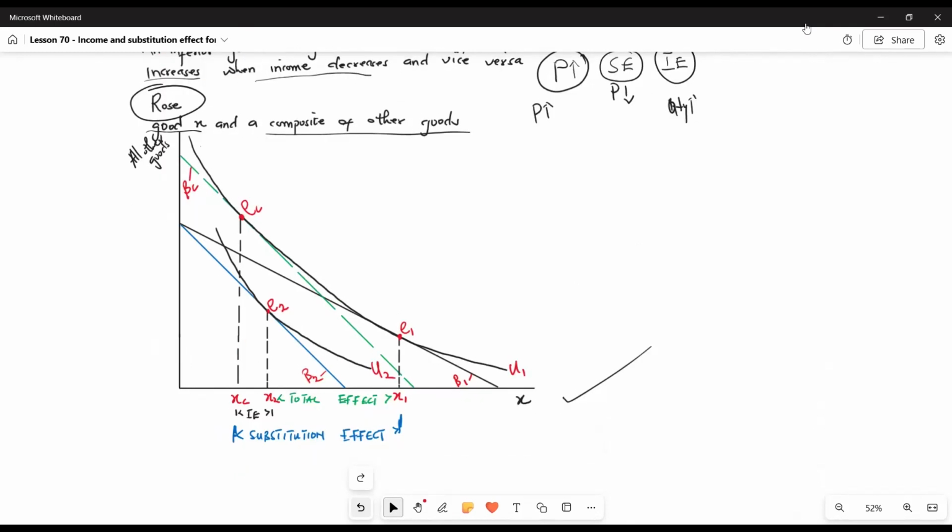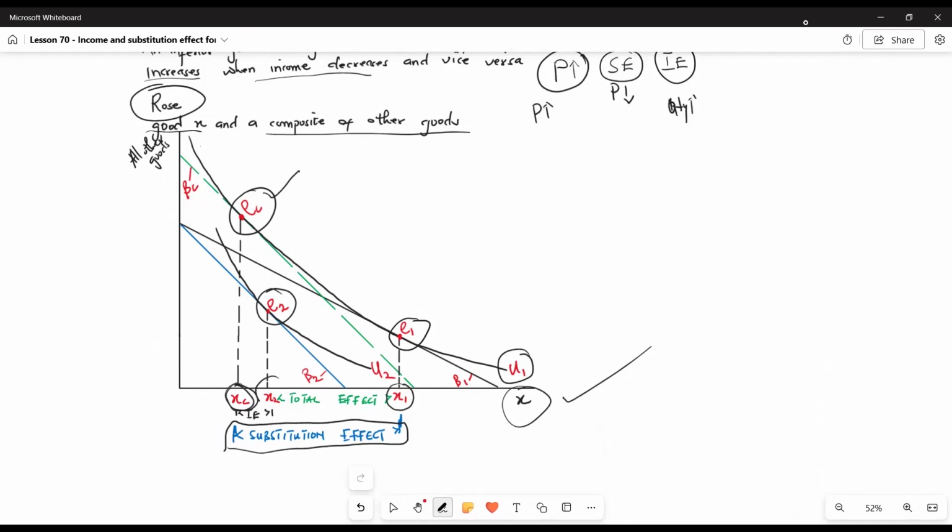Following the logic from our previous lesson, we find that the movement from E1 to EC on the same indifference curve U1 represents the substitution effect. Now, this corresponds to a movement from X1 to XC. So this is what we've seen here. This is our substitution effect. And this shows the change in the quantity demanded of good X due to the change in the relative prices. The income effect is therefore the remainder of the effect, which is a movement from EC to E2. And this corresponds to a movement from XC to X2.